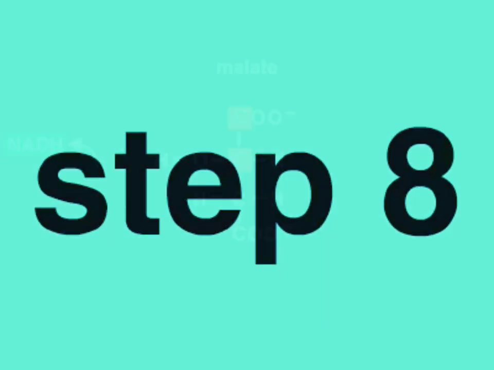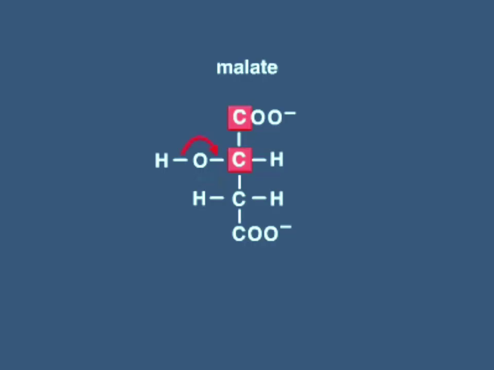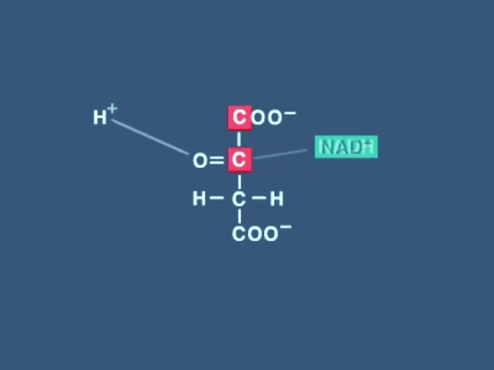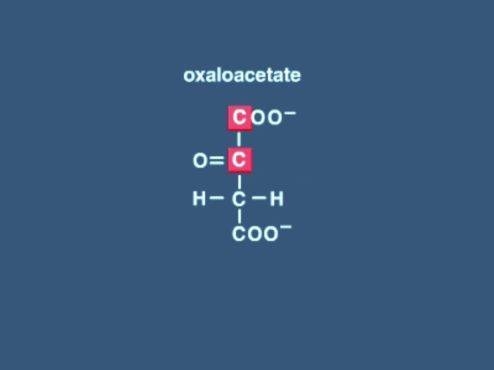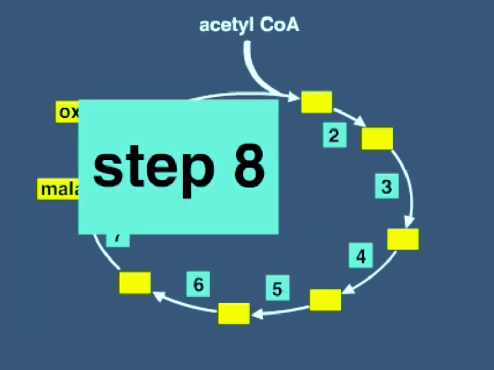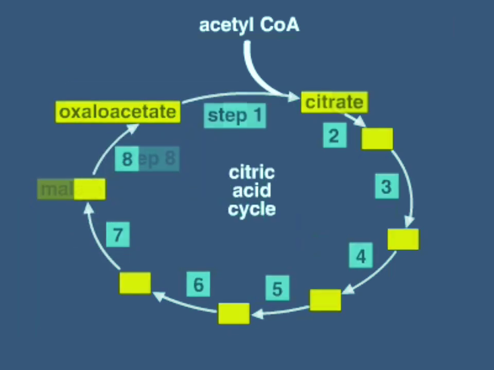The carbon carrying the hydroxyl group is converted to a carbonyl group. This reaction releases hydrogen atoms and converts NAD+ to NADH, releasing a proton, and producing the 4-carbon oxaloacetate. Oxaloacetate is thus replenished and can take part in another cycle, returning to step 1.